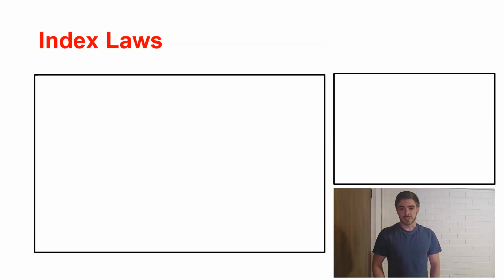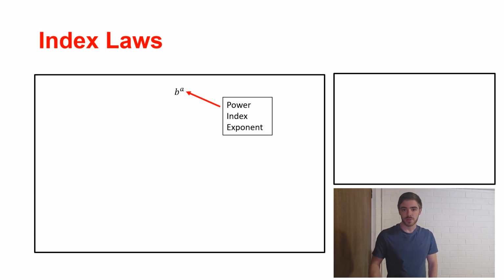Before we dive into the specifics, it's worth understanding the terminology. A term of this form is either referred to as a power function or an exponential. The power is the letter or number at the top of the term. This might be referred to by other names such as the index or the exponent. The base is the term that is being raised to a power, which in this case is labelled as b.